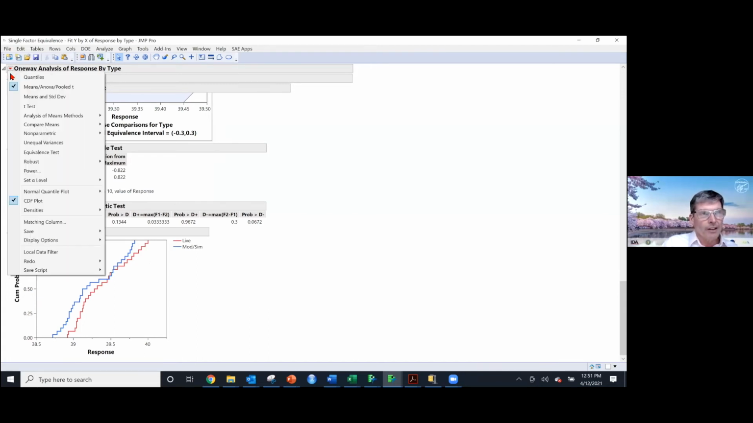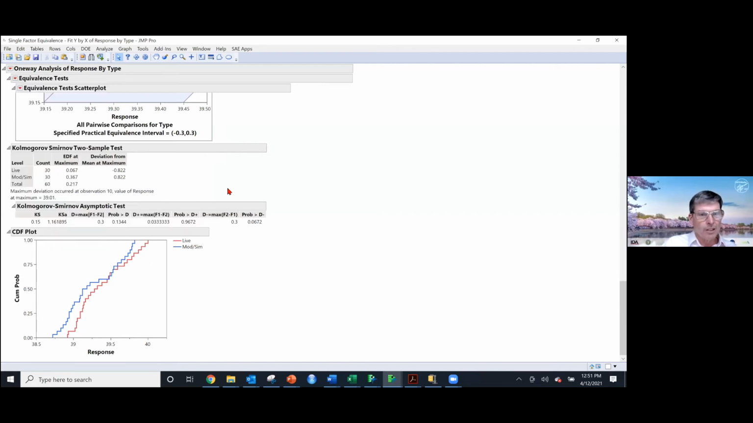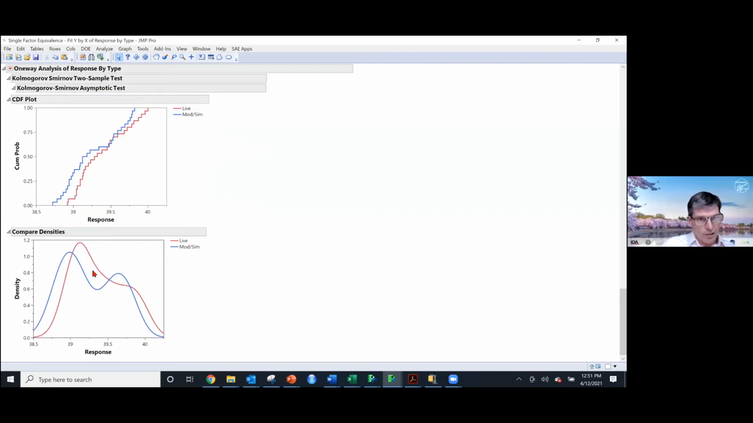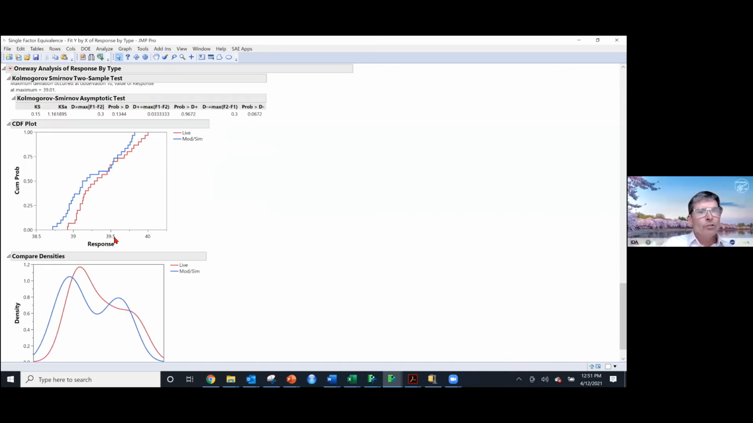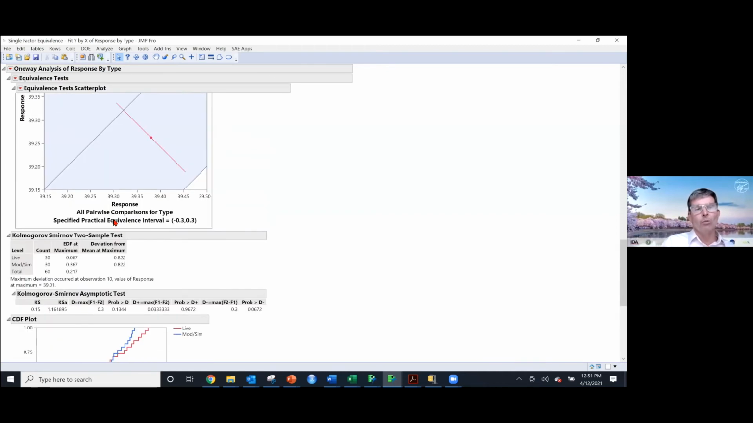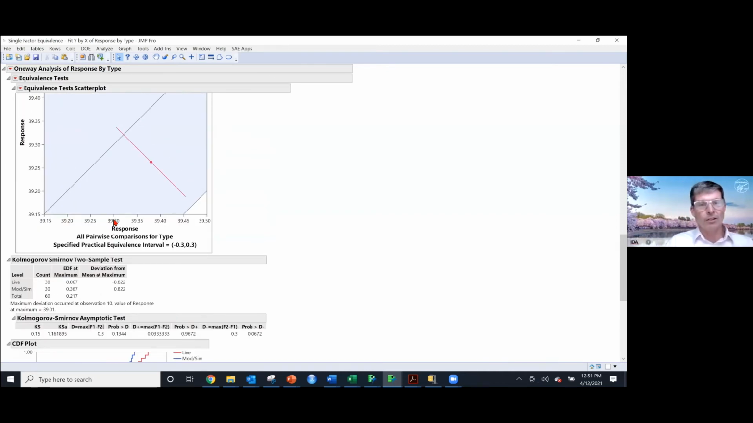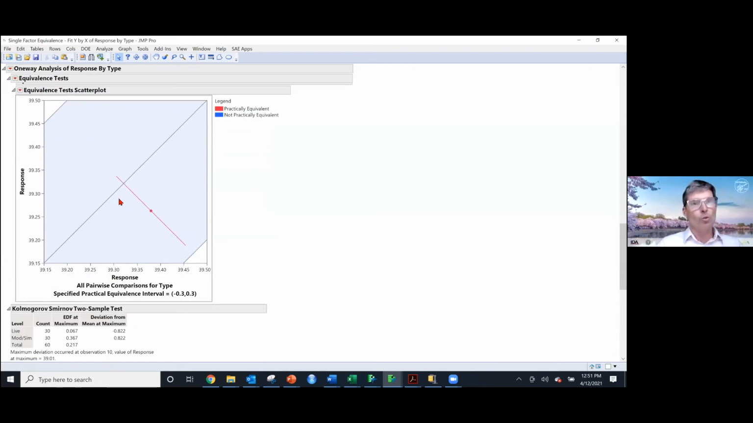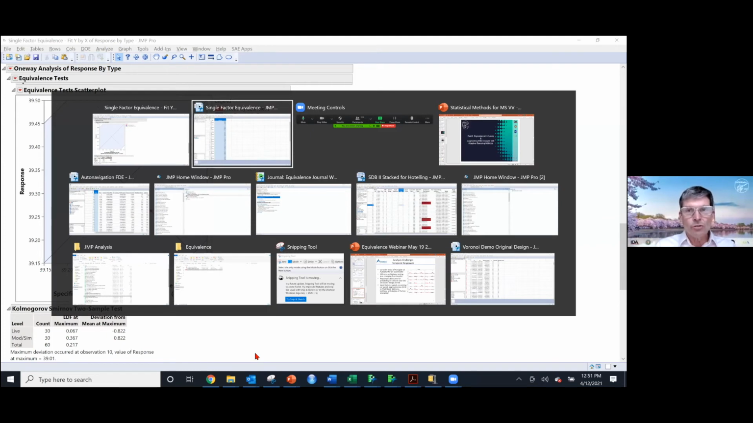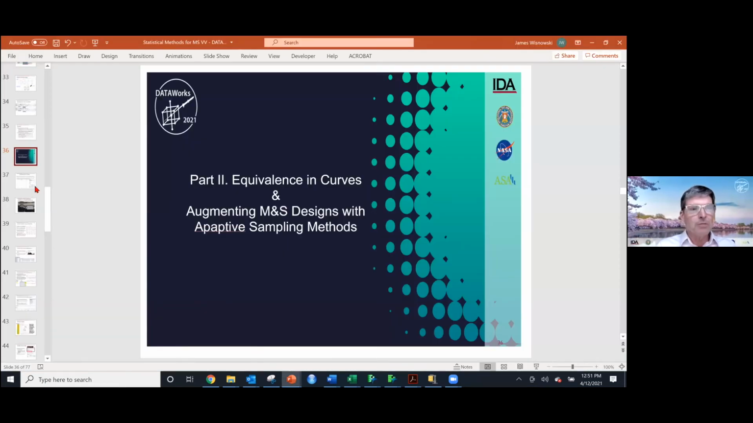And then there also were some densities, and we can compare the densities and say, okay, it looks like they kind of follow one another. So is that different or not? So these are some tools that are quickly available for that first check, if you will. So now kind of transitioning back to the script.